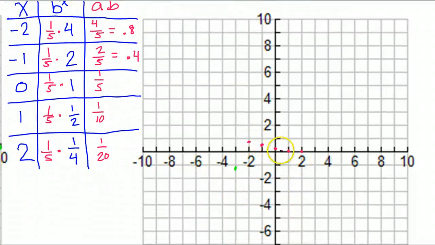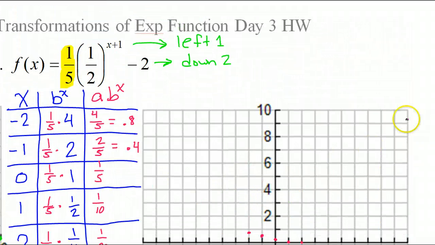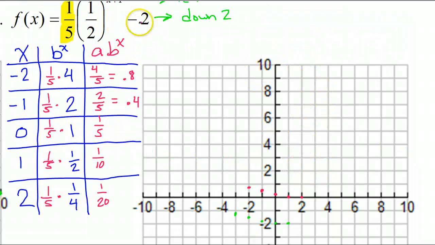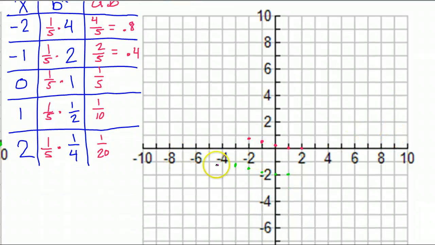Now the rest of these I can just follow the pattern. The next one over is like here. The next one over is like here, and the last two are virtually on the line. So I just moved everything left 1 and down 2. So this is the actual graph. Obviously the asymptote has moved down to -2, as we knew it would because of the -2 right there. Let's just graph it up.